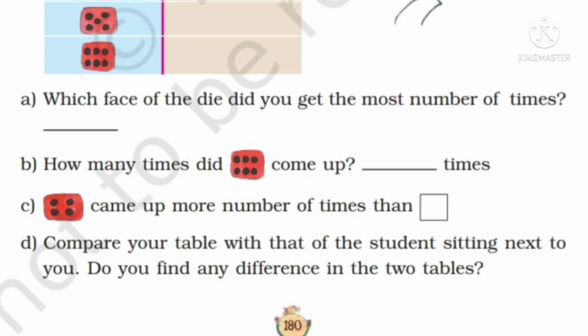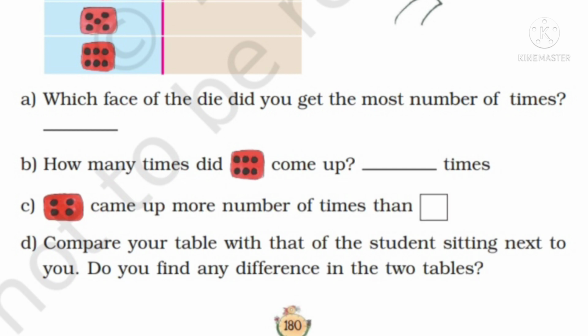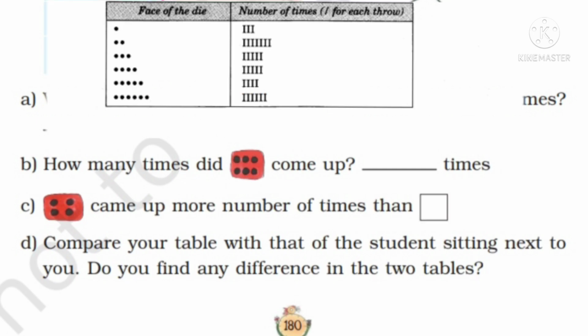Which face of the die did you get the most number of times? In this table we got 1 3 times, 2 7 times, 3 5 times, 4 also 5 times, 5 4 times and 6 6 times. Which face of the die did you get the most number of times? 2. Yes, 2. We got 2 for 7 times. So 2 is the answer. How many times did 6 come up? 6 comes up 6 times.